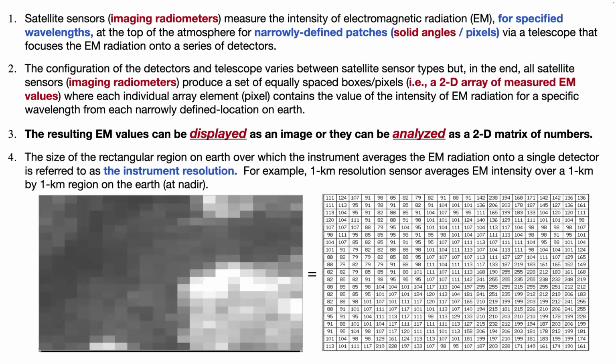It does stretch out because of parallax to the side. So some of those pixels off to the side are going to be more like 2 or 3 kilometers. So they're not really 1 kilometer patch, 1 kilometer patch, 1 kilometer patch. They're roughly 1 kilometer straight below the satellite, slightly bigger off to the side.